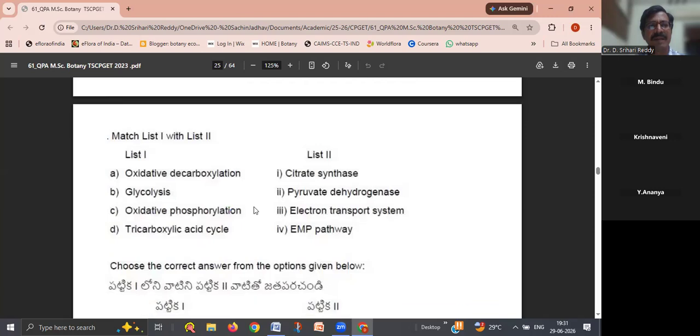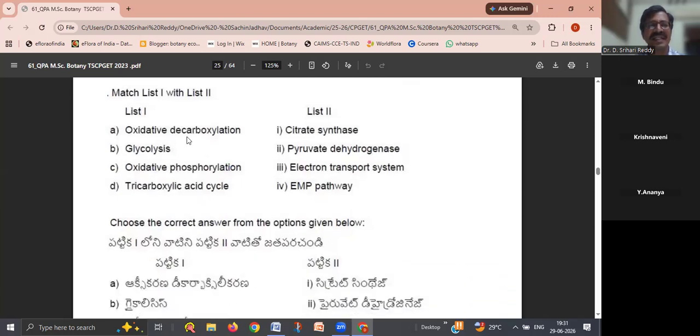Next one is match list 1 and list 2. This also they may ask. You see on the left side, list 1: oxidative decarboxylation, where we find oxidative decarboxylation between glycolysis and the Krebs cycle.